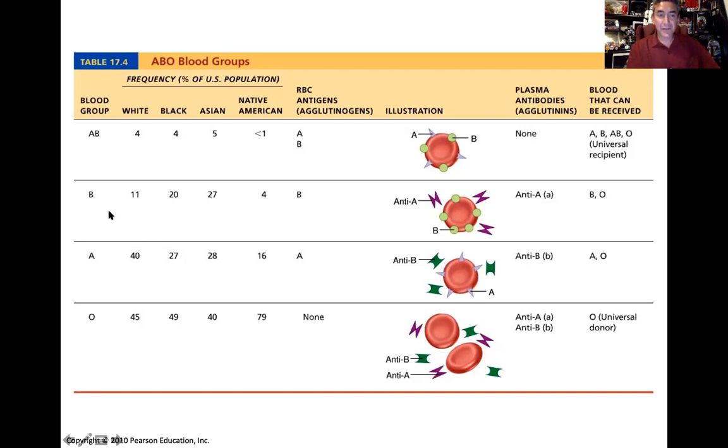So let me start with type A, right? That's the blood group A. If you're blood group A, you are blood group A because on your red blood cell, you have the A antigen, right?